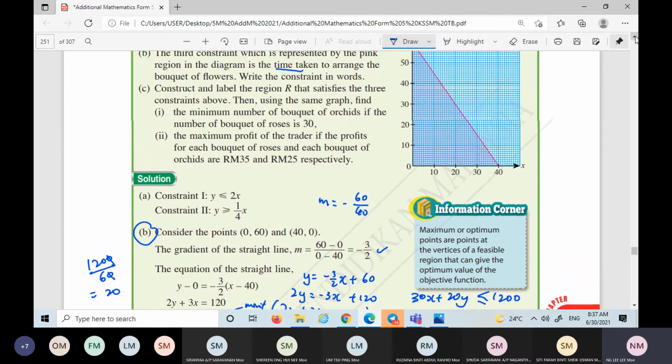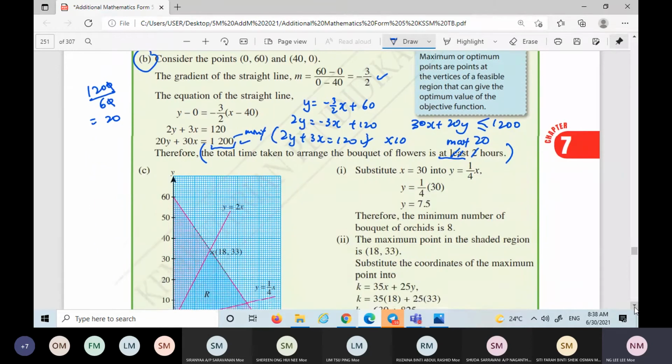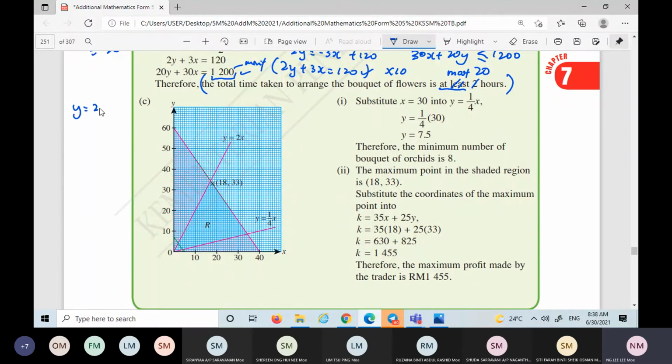Construct and label the region R that satisfies the three constraints above. Then, using the same graph, find and so on. Before that, you've got to construct and label the region R. How? One by one, you've got to do. This is one of the lines, and this is another line. The first constraint is y smaller and equal to 2x. Therefore, the first constraint you've got to draw is y equals 2x.